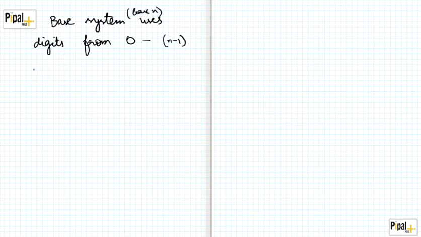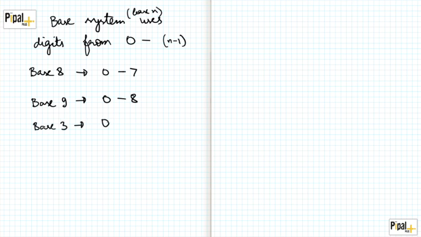So let's say if we have to convert some number into base 8, then this is going to use digits from 0 to 7 only. So these are again 8 digits but 0 to 7. Likewise, if we were to use base 9, then this is going to use digits 0 to 8 only. A base 3 will use digits from 0 to 2 only, and so on. So until base 9 and 10, things are pretty straightforward because we have numbers as digits.